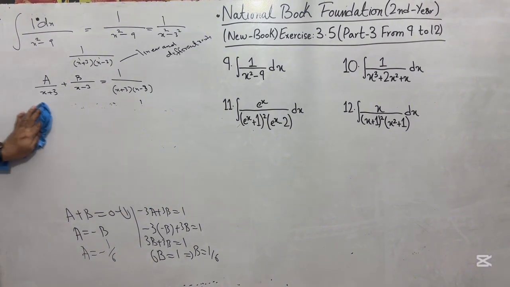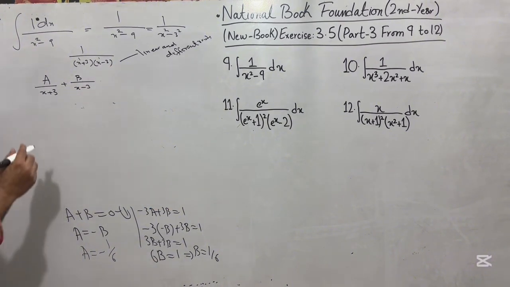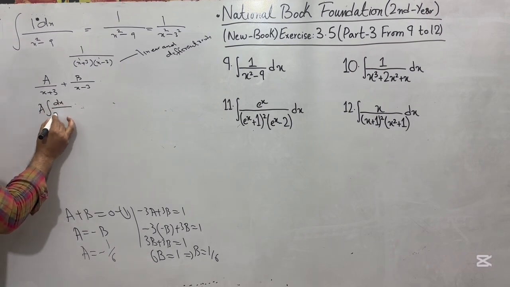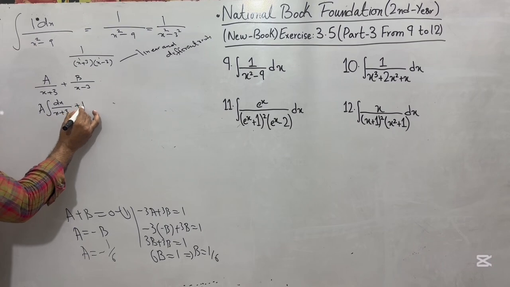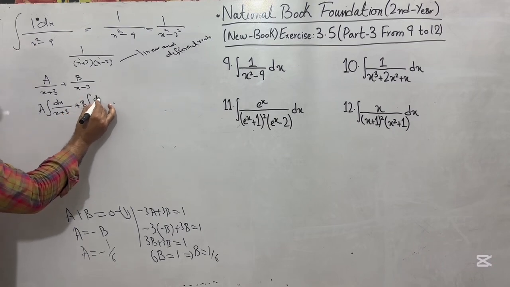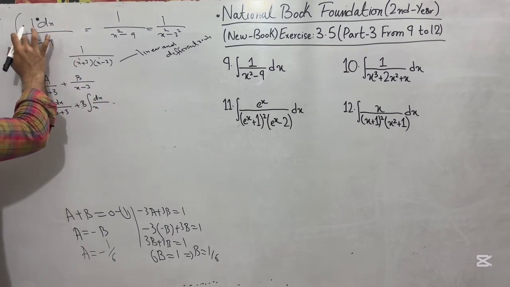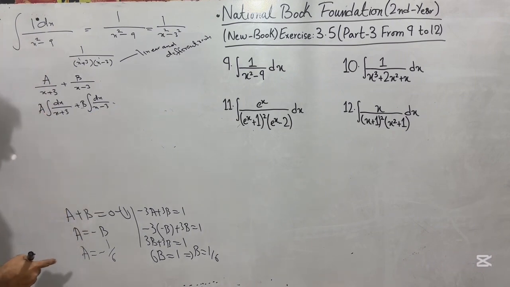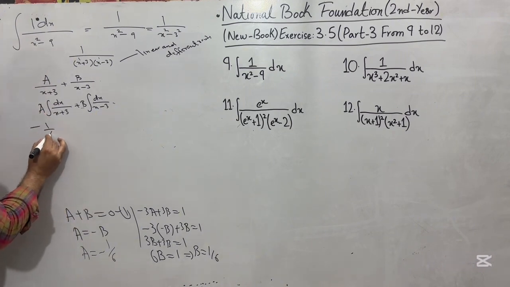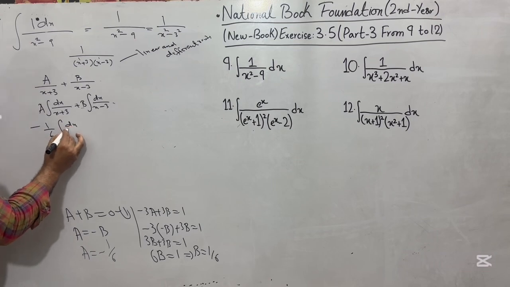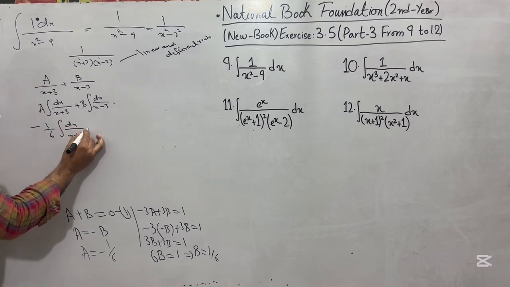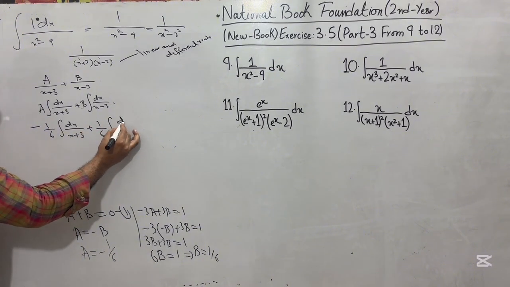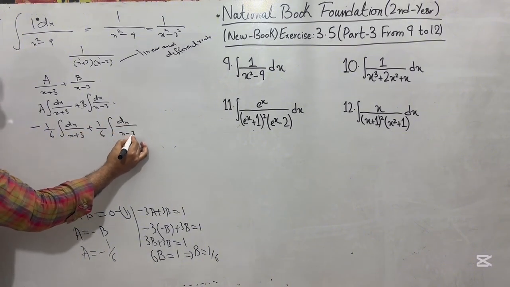Let's integrate. Here a times dx over x plus 3, plus b times dx over x minus 3, introducing dx and the integral symbol. A is our minus 1 over 6, so minus 1 over 6 dx over x plus 3, and b is positive 1 over 6 dx over x minus 3.